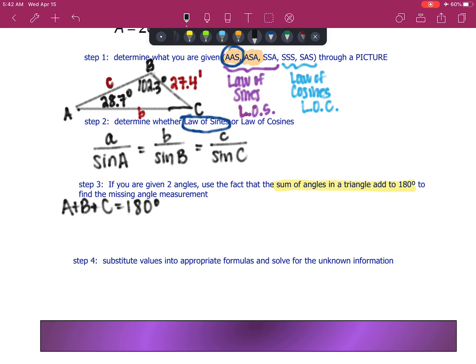Angle A is 28.7 degrees. Angle B is 102.3 degrees. Plus angle C equals 180. Therefore, angle C is going to equal, and I encourage you to take out your calculator.